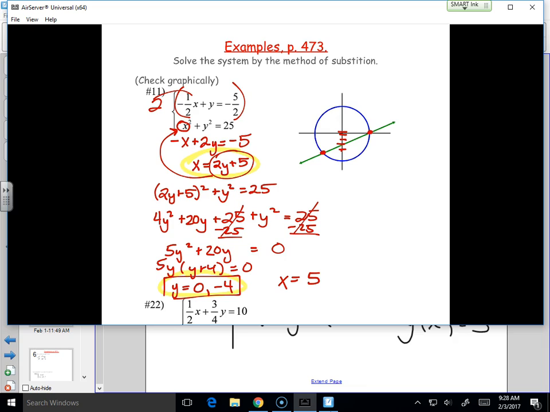You guys following? Plug it in, right? 2 times 0 plus 5 is 5. Negative 4 times 2, negative 8 plus 5 is negative 3. Keep the order the same and we'll be good. So we have our 2 intersection points of 5, 0, and negative 3, negative 4.